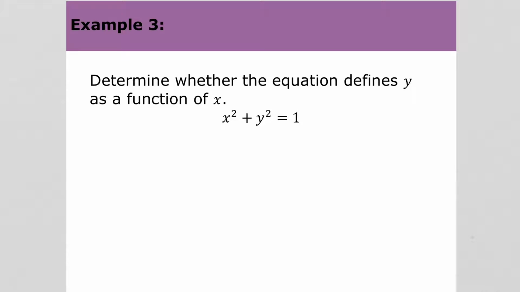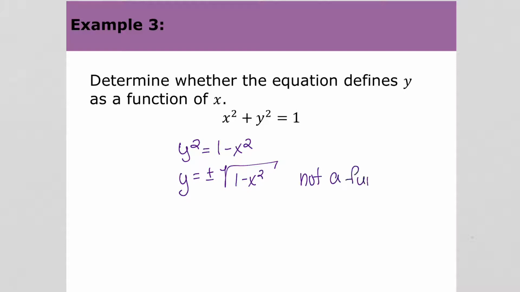Determine whether the equation defines y as a function of x. So solve it for y is the first step. Subtract x squared from both sides. And take the square root of both sides. When we do that, we have a plus or minus. The plus or minus means that we could have more than one y value for the x value. So therefore, this is not a function.